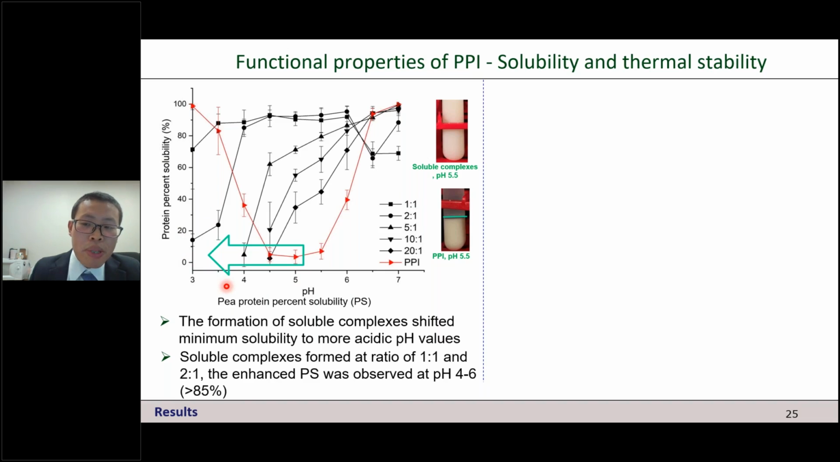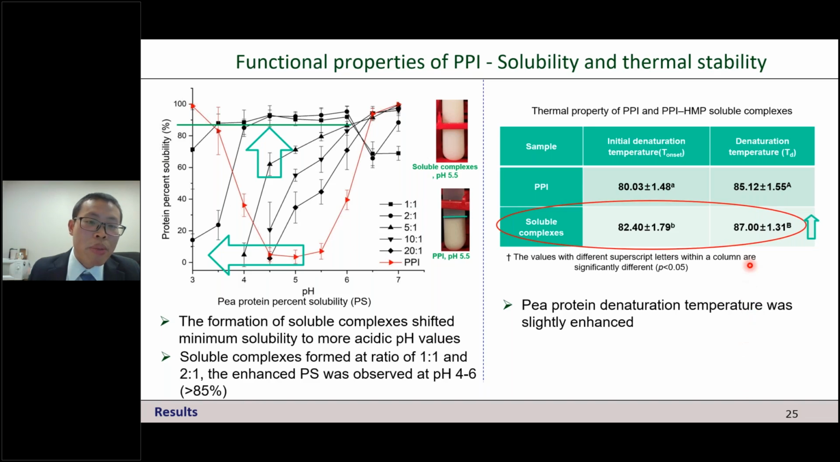In addition, over pH 4 to 6, the formation of soluble complexes at a ratio of 1:1 and 2:1, so the top two curves, can enhance protein solubility to over 85%. Moreover, the denaturation temperature of PPI was slightly increased from 85 to 87 degrees Celsius, indicating the thermal stability of pea protein was enhanced.